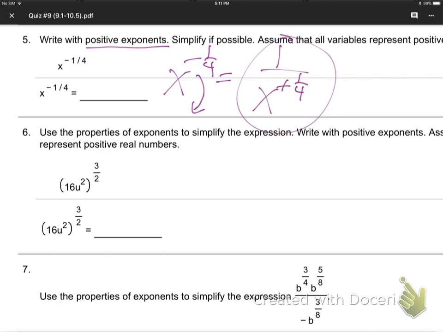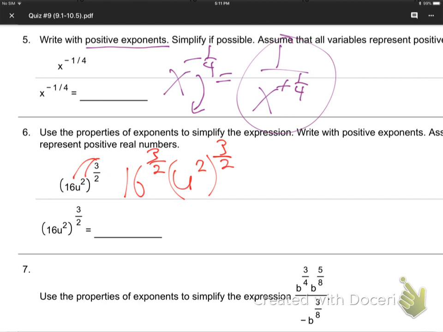Okay, so this next one, what do they want me to do? Well, they want me to simplify this as much as possible. How do we do that? Well, there's a rule that says, here, let's do this. Let's break it into two separate things. Let's take the number separately, and then the u squared separate. So I just put the 3 halves on that guy and on that guy separately.